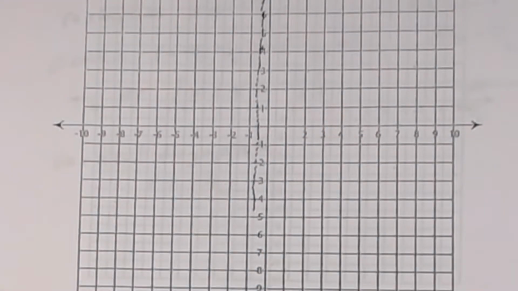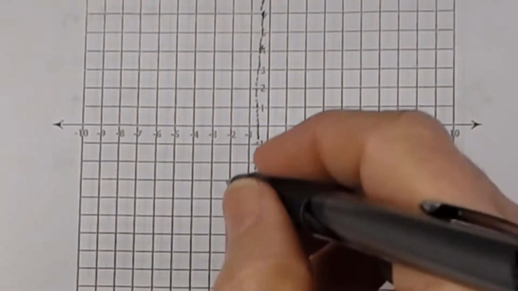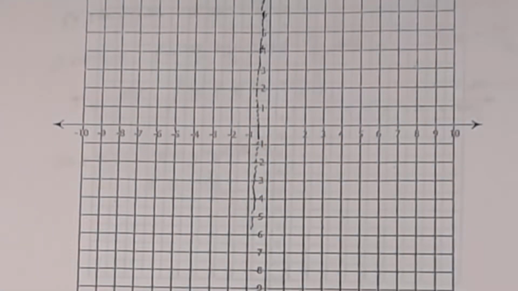All right, so draw a vertical dotted line at negative 1/2, just like that. Okay, any questions at this point? So you know how to find the vertical asymptote?